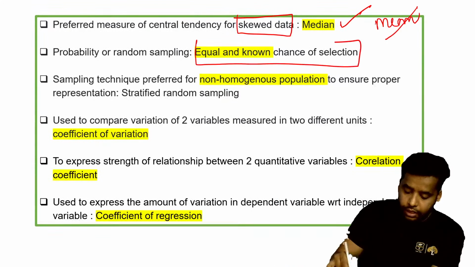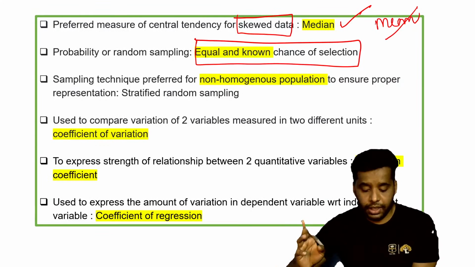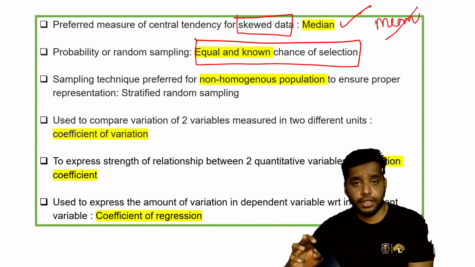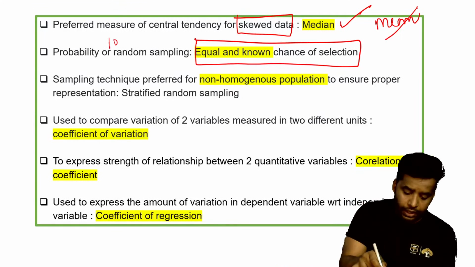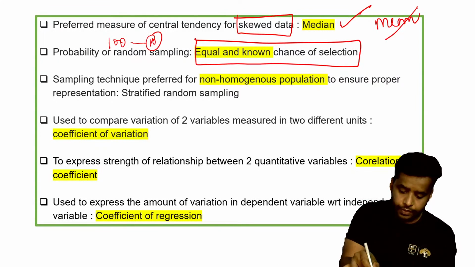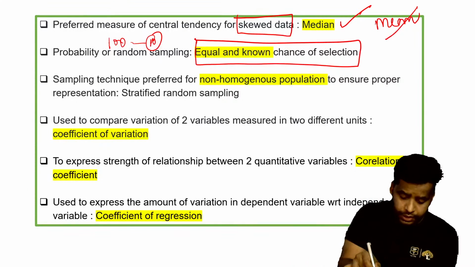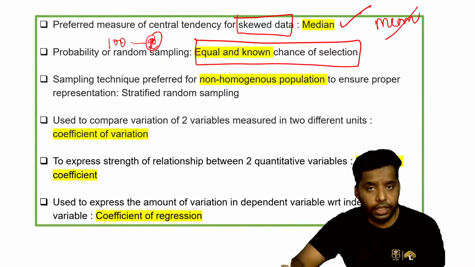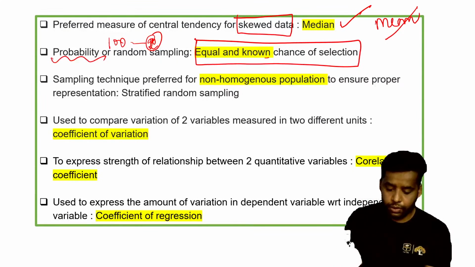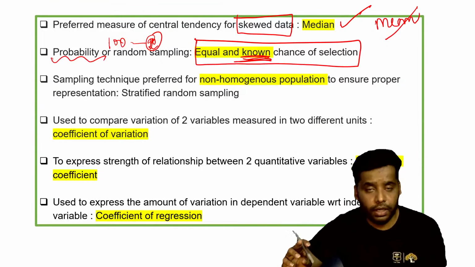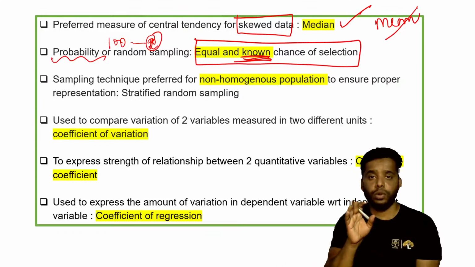Random sampling means, like booking lottery chits, each has an equal and known chance of selection. Don't make mistakes in the exam about what you think it is. Out of 100 chits, if you are picking 10 chits, all have an equal 10% chance of selection. If I pick 20 chits, all have an equal 20% chance of selection. The word probability indicates a known chance of selection depending on the number of chits you are picking, not an unknown chance. It is an equal and known chance of selection.